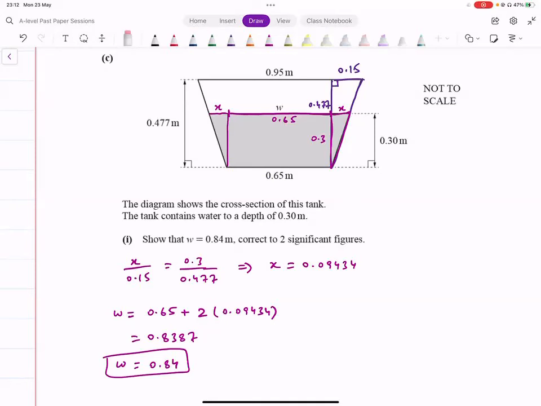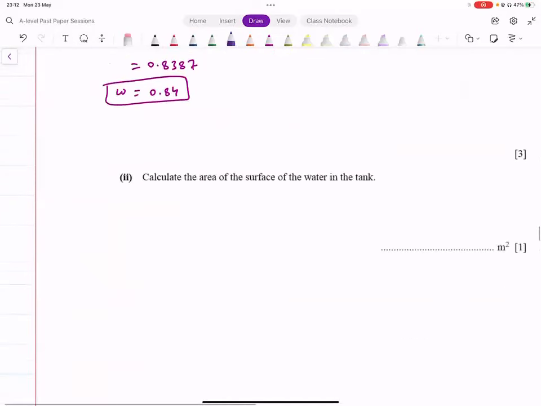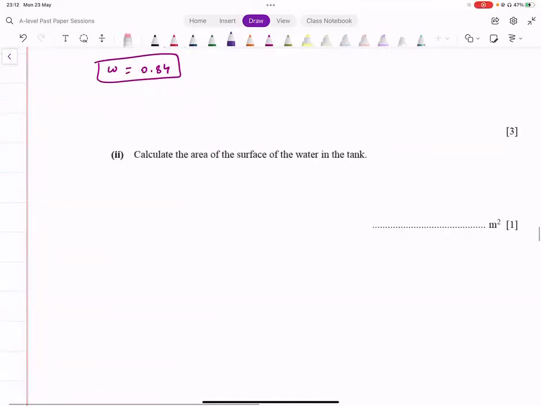ठीक है, okay, let's move on. Part D. Now it says calculate the area of the surface of the water in the tank. Okay.